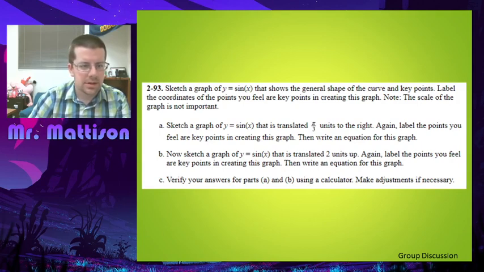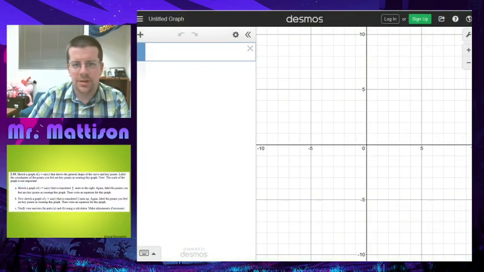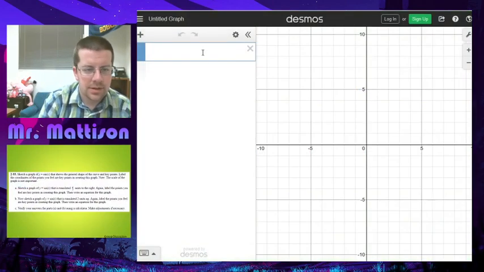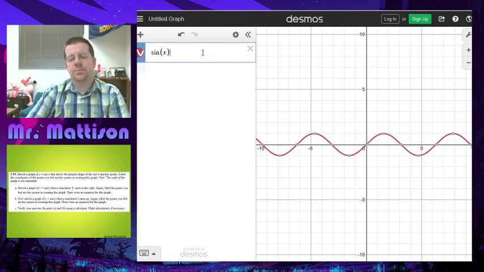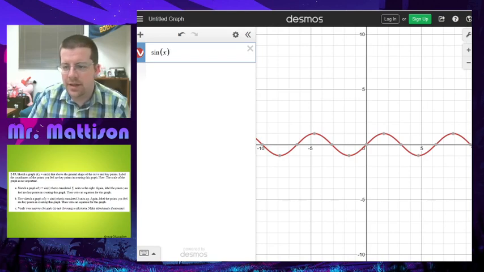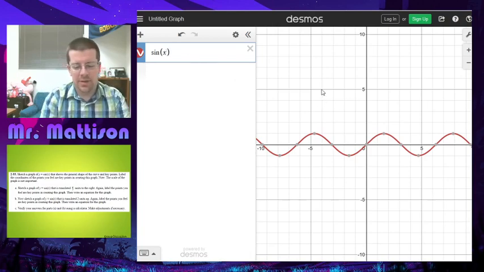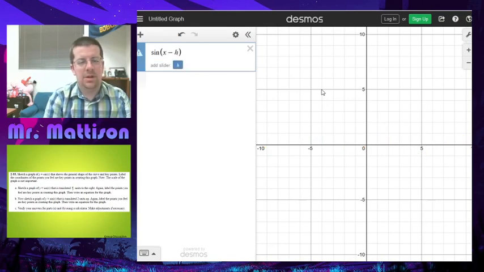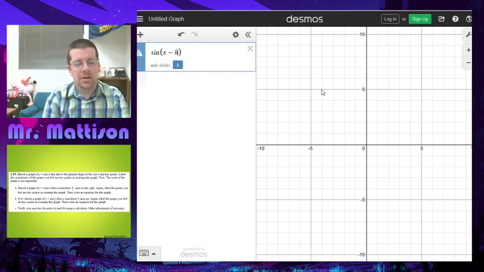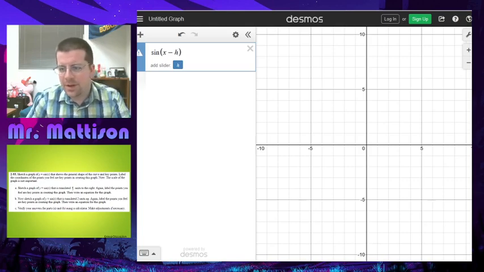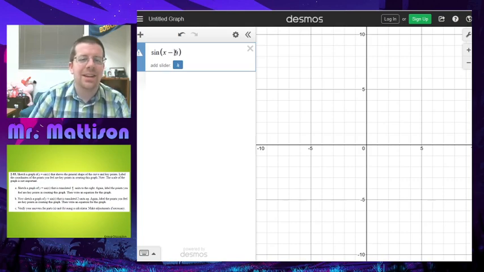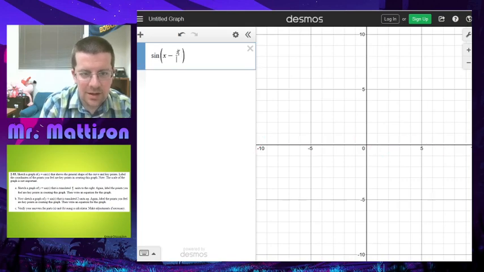Okay, so I'm going to graph sine of x. If I want to shift that pi over 3 to the right, so to get a left-right shift, I would need to have my minus h here. But here I want my h to be pi over 3, so let's change that to just pi over 3.